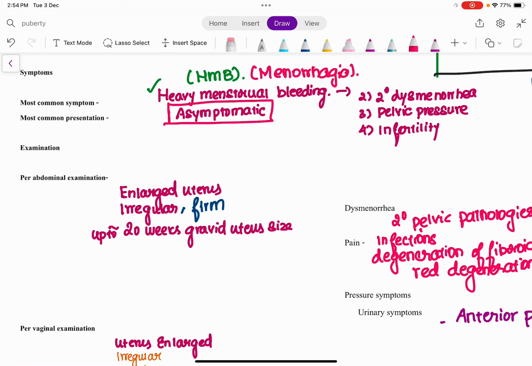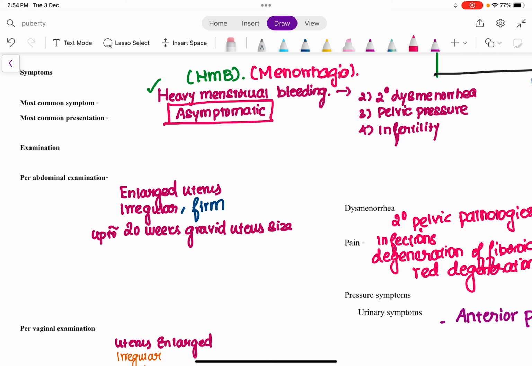So in this module we are going to discuss the part 2 aspect of fibroid. In this part 2 module we are going to discuss the most important symptoms, the local examinations and investigations in a patient of fibroid. In the part 3 module we'll be discussing the treatment of fibroid.